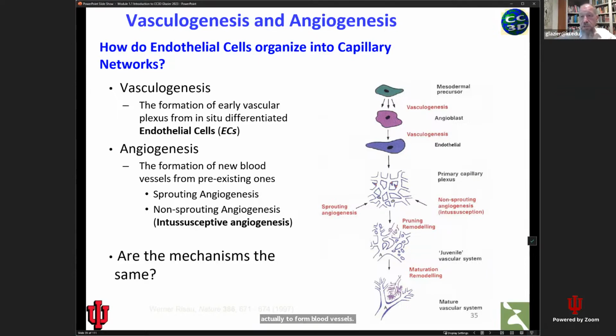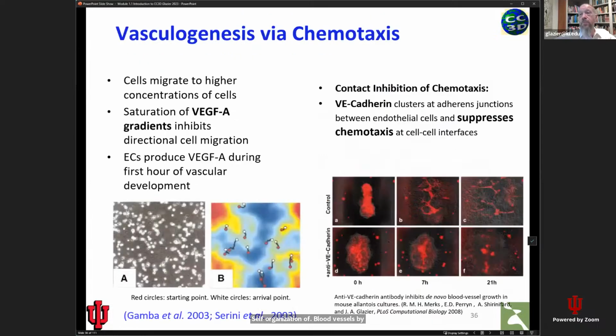You can also have existing blood vessels that sprout. And one of the questions that we were interested in the old days was whether the same mechanism could explain both self-organization of blood vessels by dispersed cells and sprouting angiogenesis.